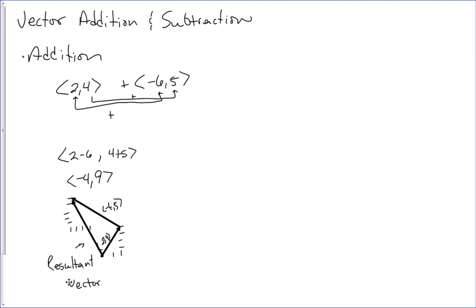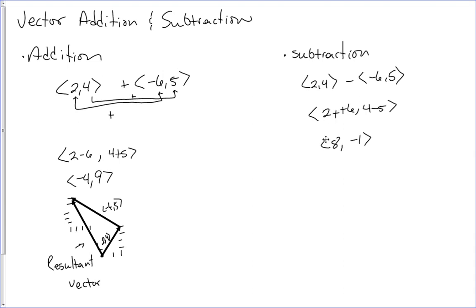Alright. So all you do for addition of vectors is you add the x's and you add the y's. That is it. Subtraction is the same way. For subtraction, you subtract the x's and subtract the y's. So if we have the same vectors and we wanted to subtract these, we're going to do 2 minus negative 6, 4 minus 5. That's going to go to a positive, so this is going to be 8, negative 1.